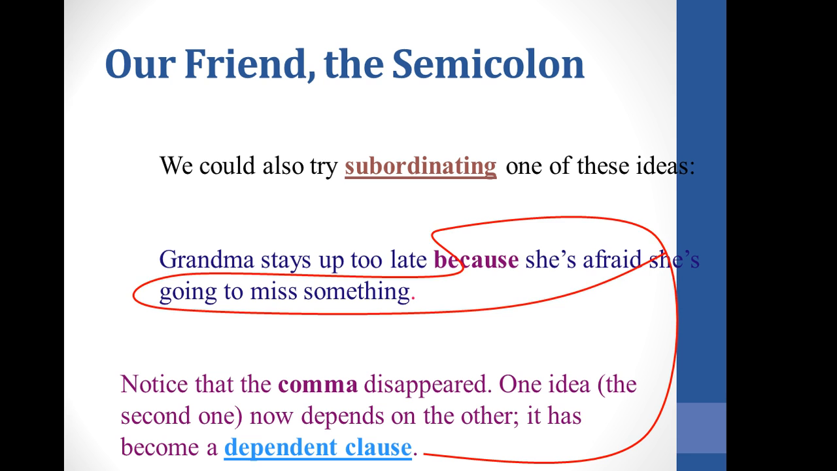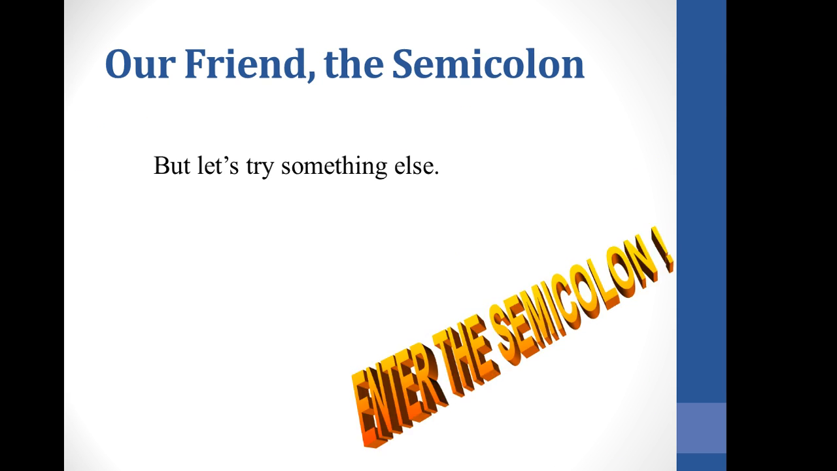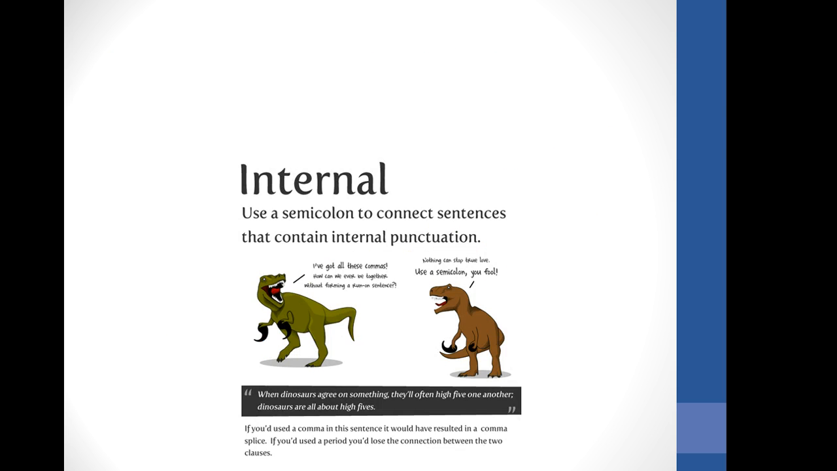All right, so where does the semicolon fit in with all of this? It's simple. Semicolons can bring these two independent clauses together. So, for instance, the dinosaurs here: when dinosaurs agree on something, they'll often high-five one another; dinosaurs are all about high fives. This is bringing them together, so it's one fluid thought.